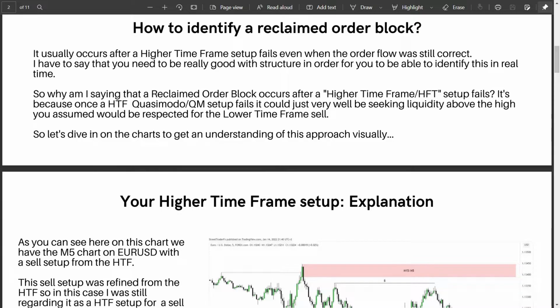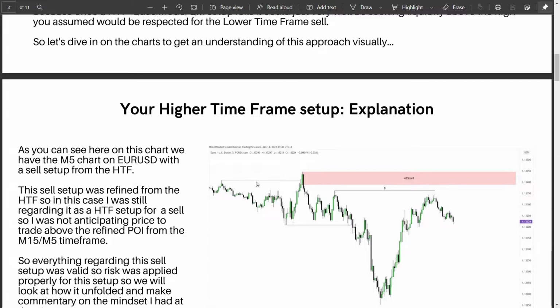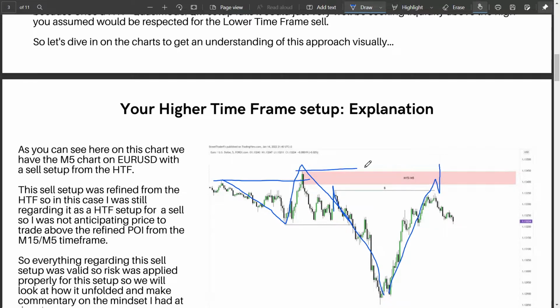These are some of the notes that you need to go through, right? Why am I saying that a reclaimed order block occurs after a high time frame setup fails? It's because once a high time frame Quasimodo or QM setup fails, it could very well be seeking liquidity. As you can see here, we have this QM setup. We left this liquidity here, right? So once this QM setup fails, meaning that price will trade above here, it could very well be using this as a liquidity area. That's what I was referring to.